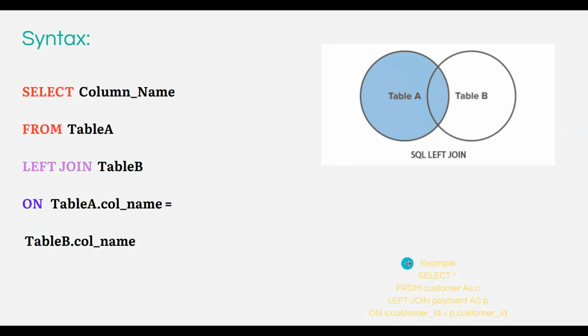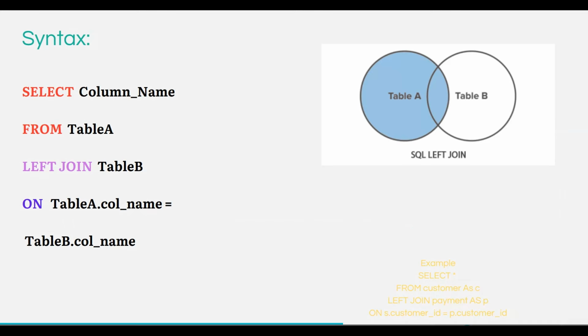You can also check: basically select star from customer as C. Similar to the previous data set example I have taken over here, applying the left join payment as P such that C dot customer ID must be P dot customer ID. So let's again directly jump back to our SQL workbench to discuss the example of left join.